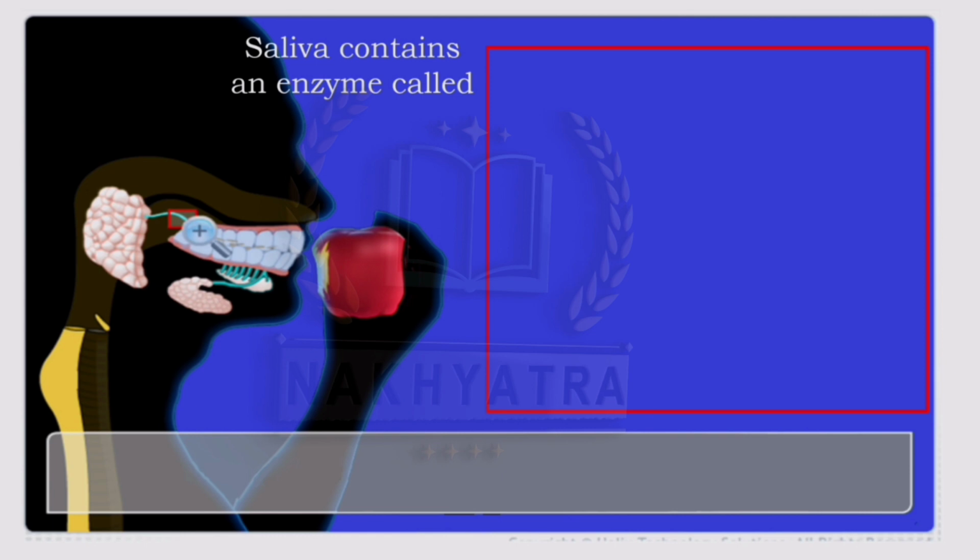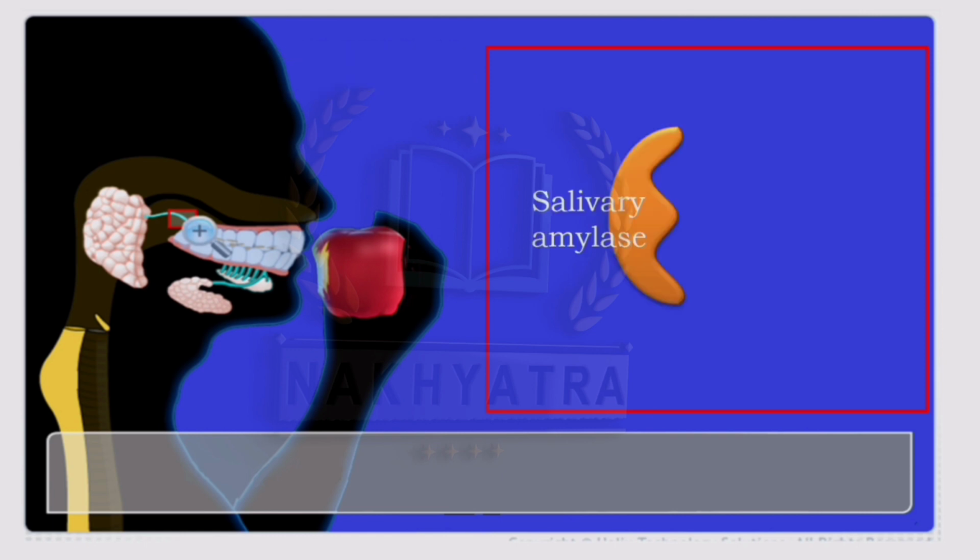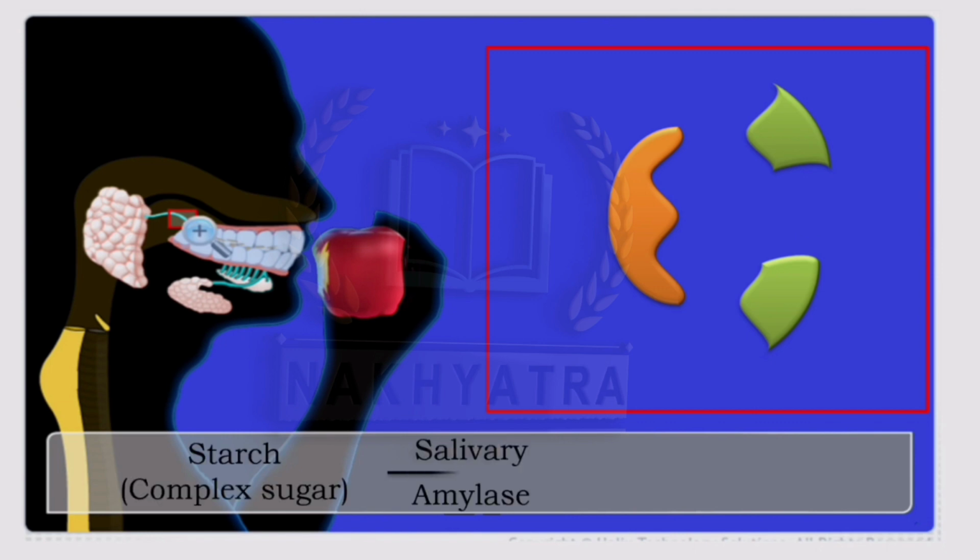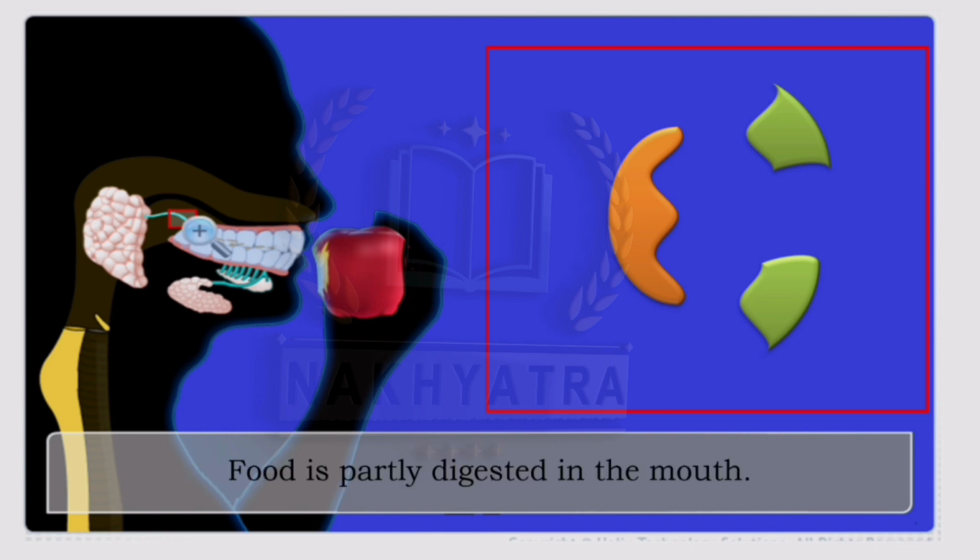Now saliva contains an enzyme called salivary amylase, and when salivary amylase acts on starch, as you can see here, it breaks it into sugar. So when salivary amylase acts on starch, a form of carbohydrate, it gets converted to simple sugar. Okay, now food is partly digested in the mouth. So the digestion of food starts in the mouth.